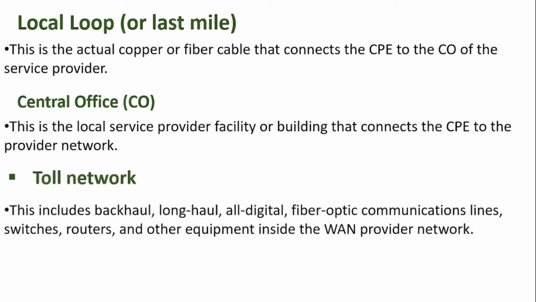And the toll networks include the backhaul or the long haul, the digital or fiber optics communication lines. These are composed of routers, switches, and other equipment inside the provider network. This is called the toll network. It's like a toll gate, wherein you can find all the concentration boxes, switches, and routers. In wide area network, this is called the toll network.